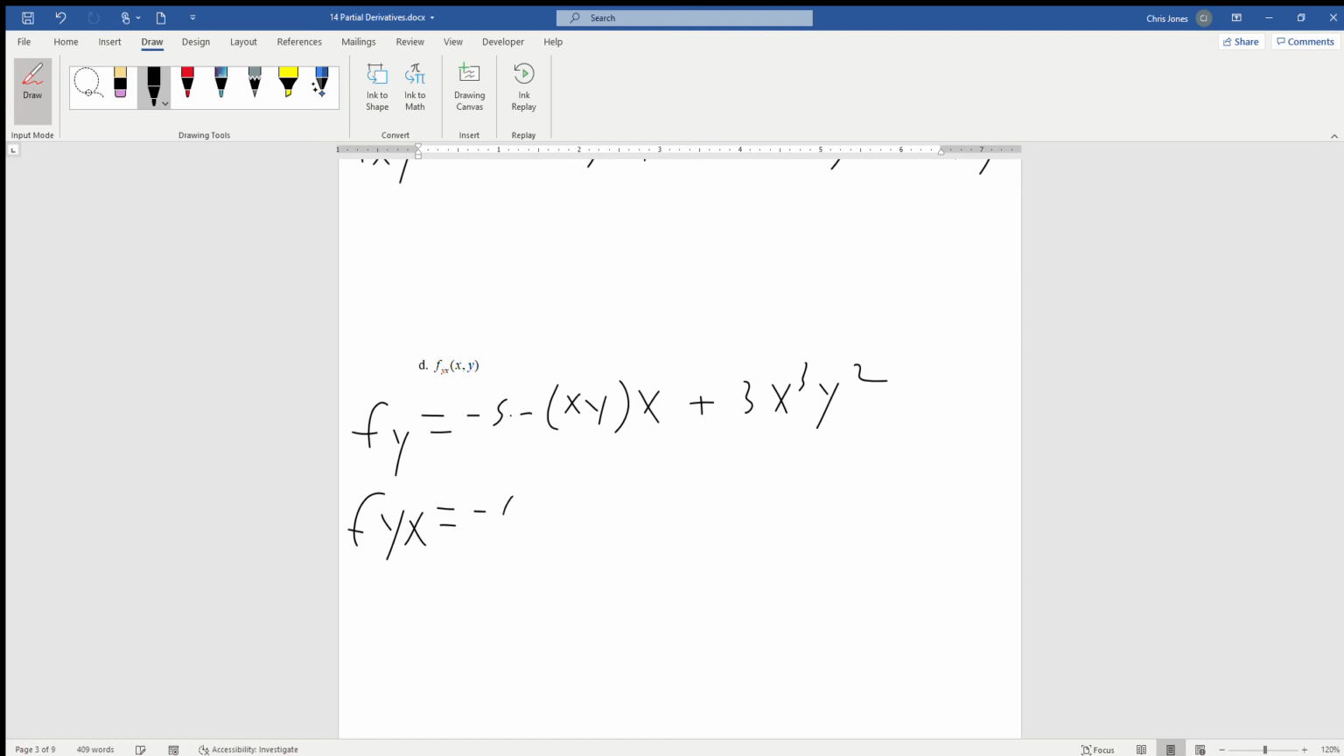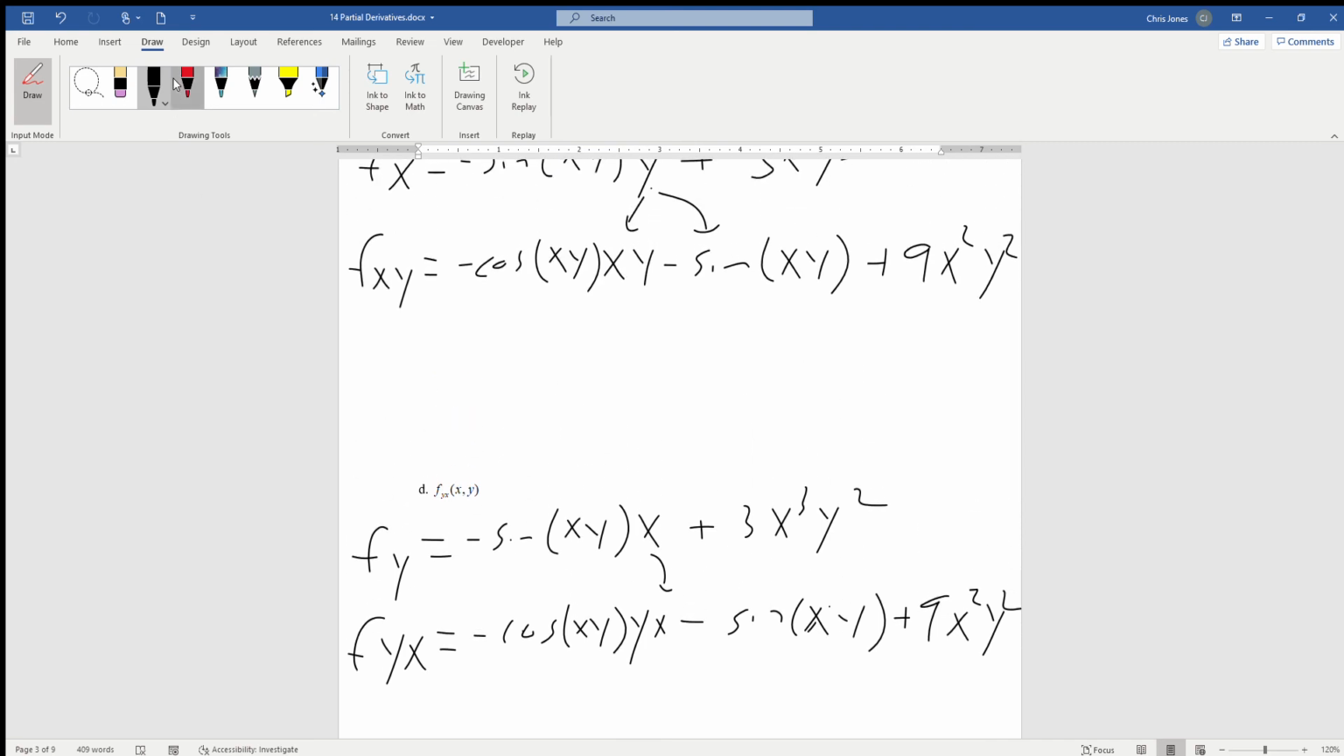Derivative of sine is negative cosine. The derivative of the interior function with respect to x is y. And then we just drop down this x. And then we're going to go ahead and just take the derivative of the x, which is 1. So we have a minus sine xy. Derivative of 3x cubed y squared with respect to x, 9x squared y squared. Now, let's take a look. Same. Just the y and the x are reversed, which is perfectly fine.